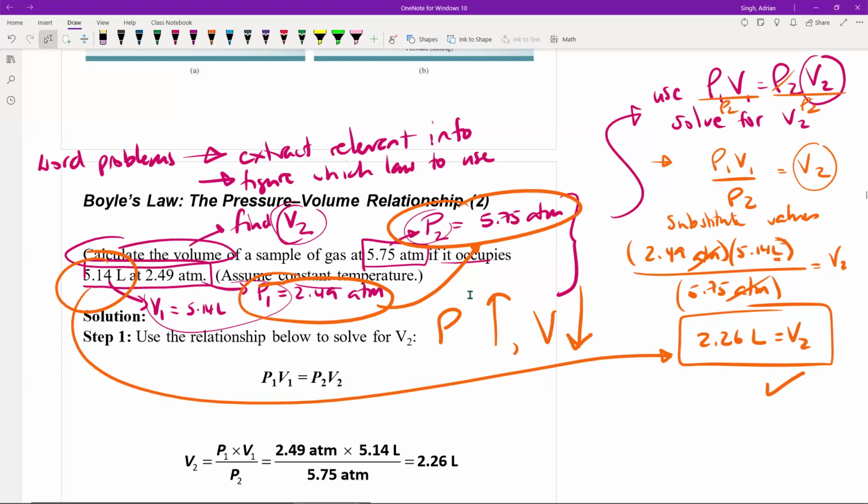So not just with this problem, but with all the other ones that we'll see, again, you have to extract the relevant information from the question, list it ideally, and that will help you figure out which relationship we're going to use. We're going to select the correct gas law, solve for the one unknown, and then substitute your values in, keeping track of the units, and then solve for it.